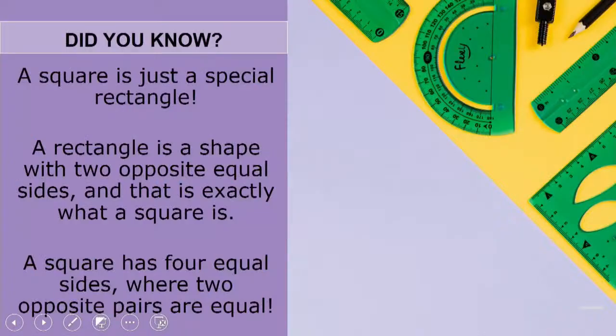Hello learners, and welcome to today's lesson of the area of polygons and circles. Let's start off our lesson with a did you know. So did you know that a square is just a special rectangle? A rectangle is a shape with two opposite equal sides, and that is exactly what a square is. A square has 4 equal sides where 2 opposite pairs are equal.